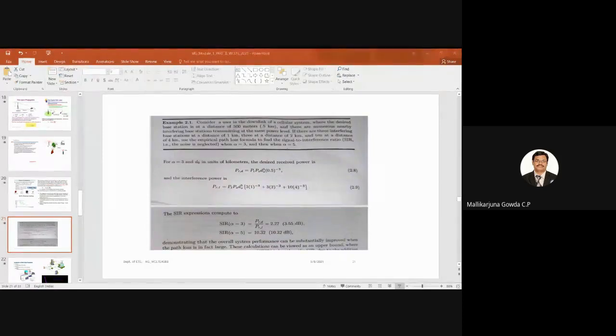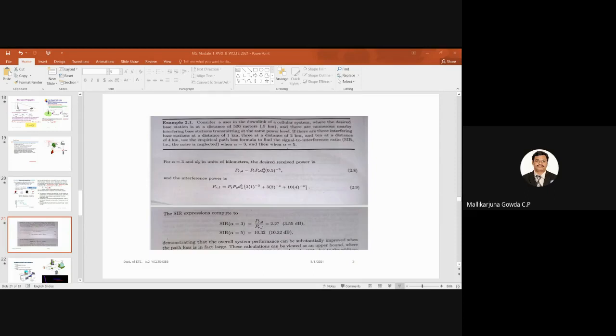So here the question is, if there are three interfering base stations at a distance of 1 kilometer, then three at a distance of 2 kilometers, means at different distances, different numbers of interfering base stations are there. Three interfering base stations at 1 kilometer, three at 2 kilometers, and 10 interfering base stations at 4 kilometers. Hope you are able to get this problem.